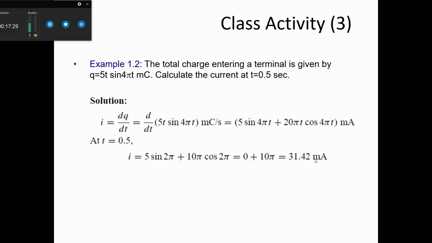The second numerical says the total charge entering a terminal is given by Q equal to 5t sine 4 pi t millicoulombs. Calculate the current at t equal to 0.5 second. So if we want to find the current from the charge entering a terminal, we can use this equation, I is equal to dq by dt.